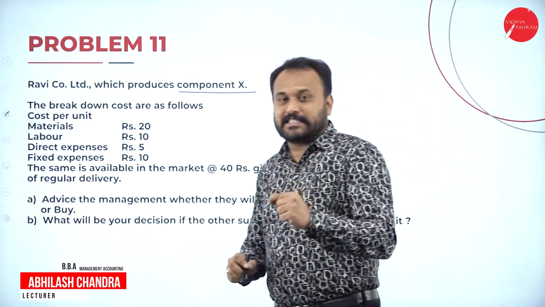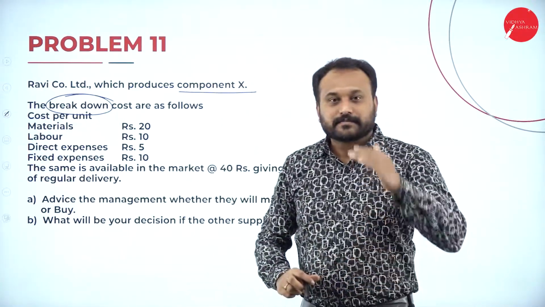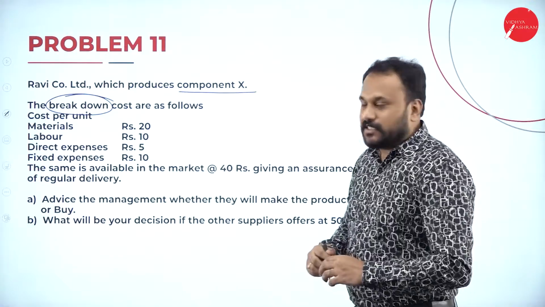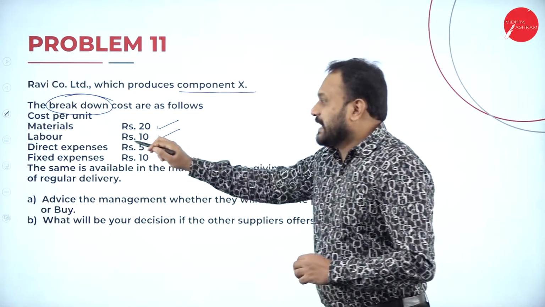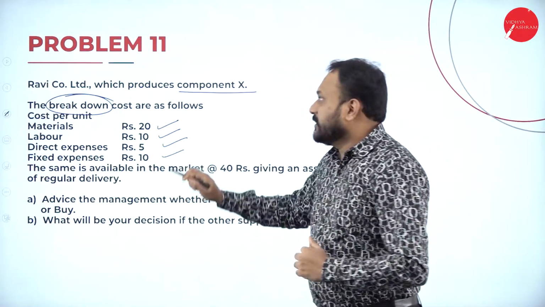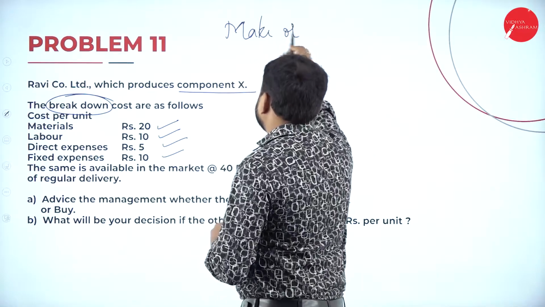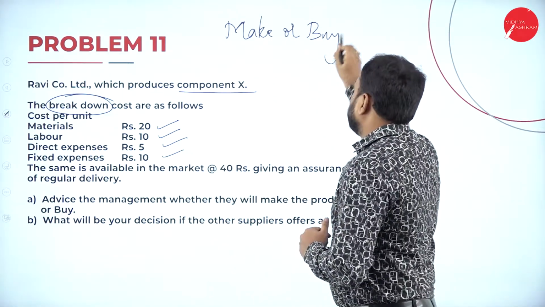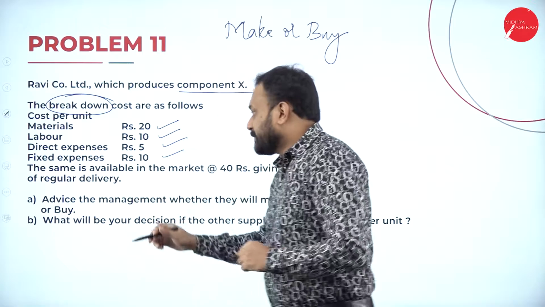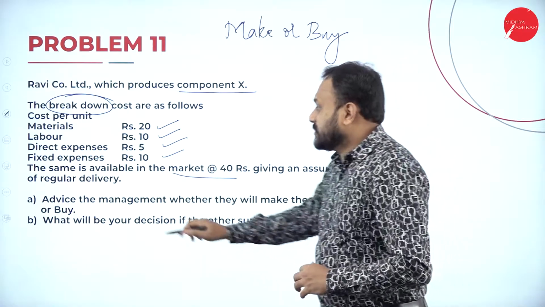Now we have a component X, and what exactly is the breakdown cost? See, the word breakdown cost means they have given each and everything very transparent. So we have here materials rupees 20, labor is 10, direct expenses is rupees 5, and the last one is fixed expenses rupees 10. So I told you, whenever we go with the make or buy decision, we are not supposed to include fixed cost. Next, the same is available in the market at 40 rupees, giving an assurance of regular delivery.